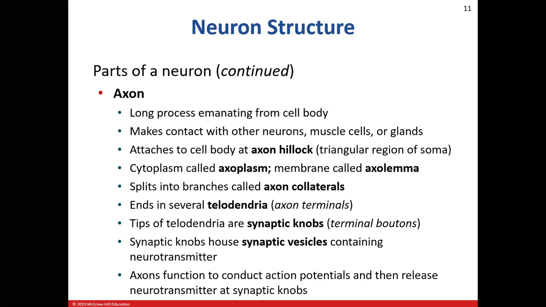Now, this could be acetylcholine, it could be norepinephrine, or it could be a collection of numerous other different types of neurotransmitters. The axon's function is to conduct action potentials and then release the neurotransmitter at the synaptic knob. So this is the output region of the neuron. Just as the dendrites were the input region coming in toward the cell body, the axon takes information away from the cell body. So again, this becomes the output region.